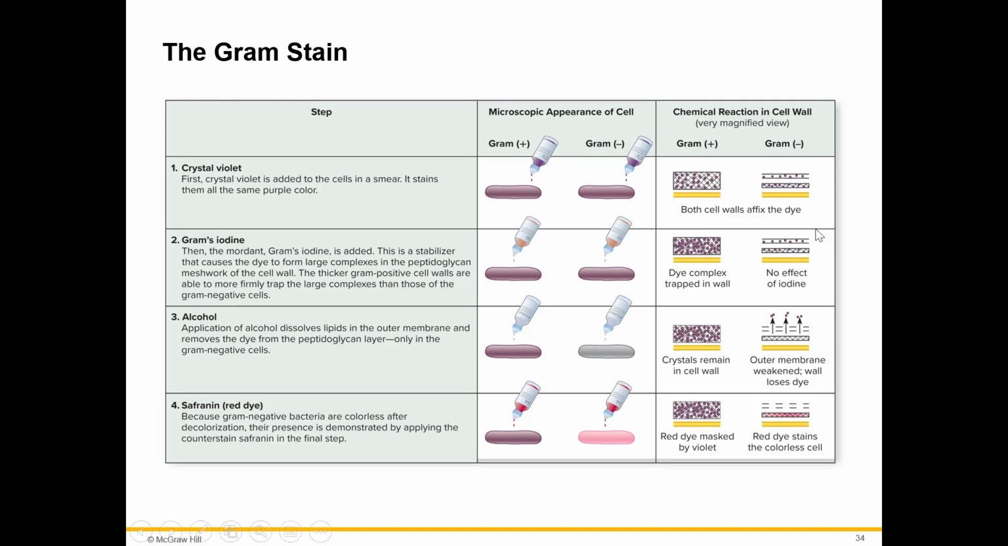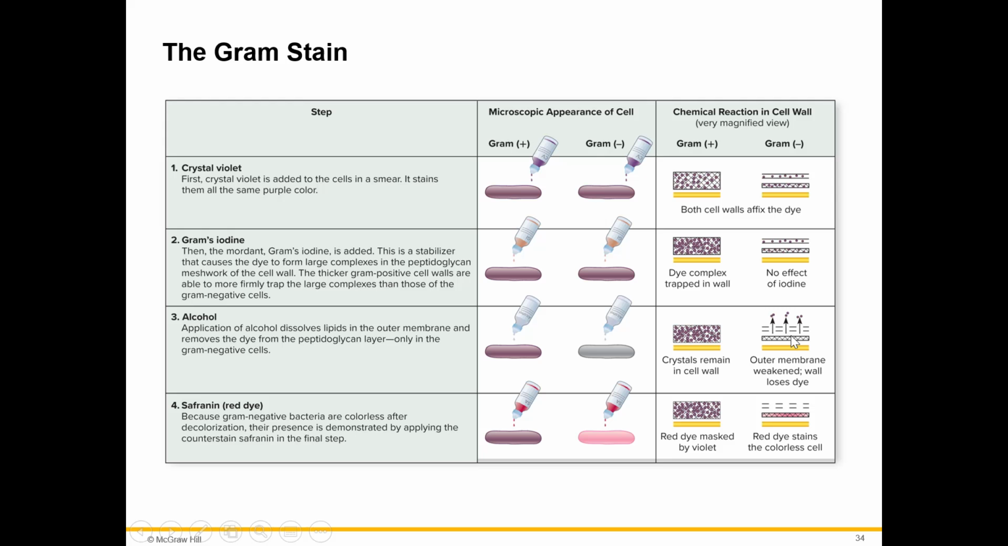What happens during this step is the decolorizer is going to try to wash away some of the purple from this peptidoglycan here, but it's not successful because this layer is so thick. It maintains that crystal violet stain. Now in the case of gram negatives, when we have that outer membrane and then that thin layer of peptidoglycan, this decolorizer is able to completely wash away everything here. All the purple goes away, leaving the cells clear.